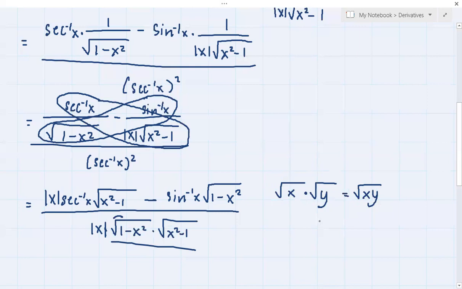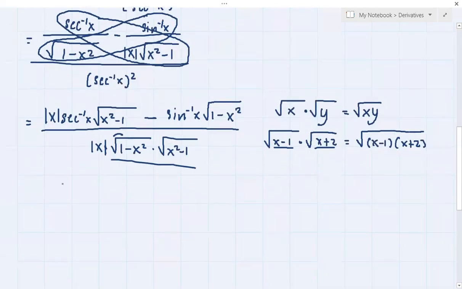Okay? So, to have another example, sabihin natin meron tayong square root of x minus 1 times the square root of x plus 2. Okay? So, in sides, they are not the same, but both of them are in square roots. So, magiging the square root of x minus 1 times x plus 2. Ganyan na yung magiging itsura niya. Therefore, ito, if you're going to multiply the square root of 1 minus x squared times the square root of x squared minus 1, magiging ganito to.